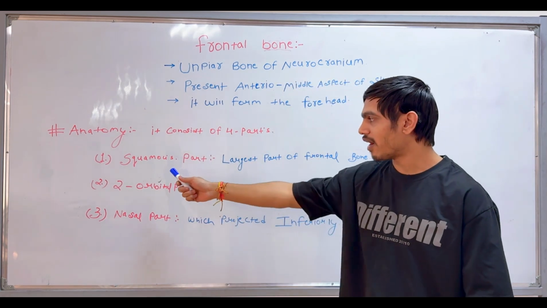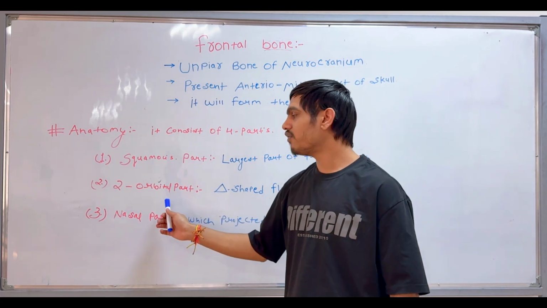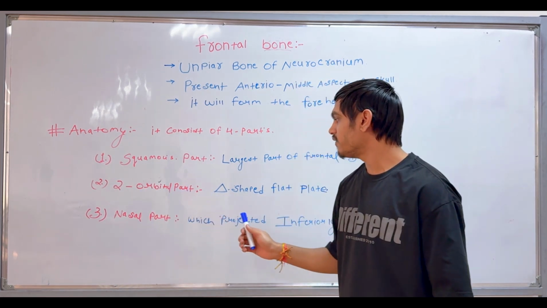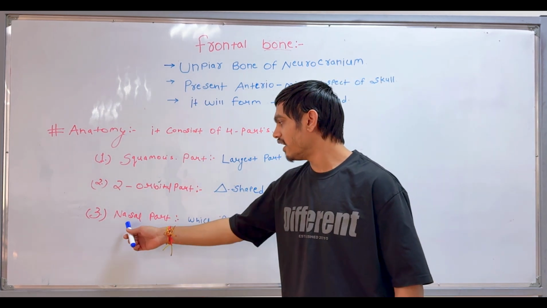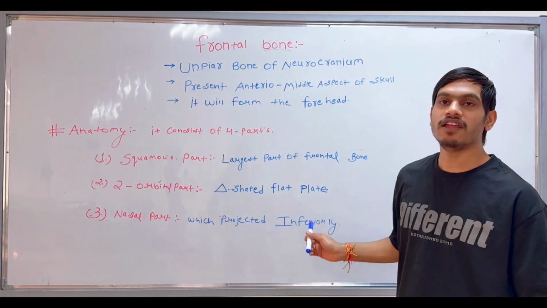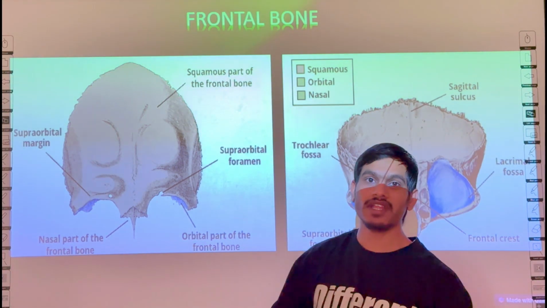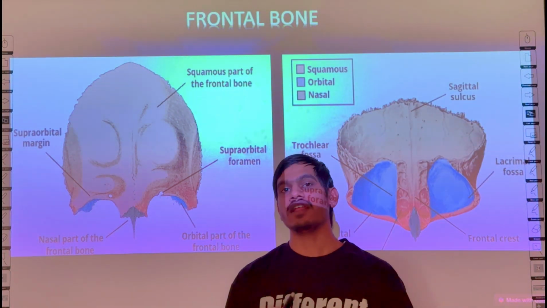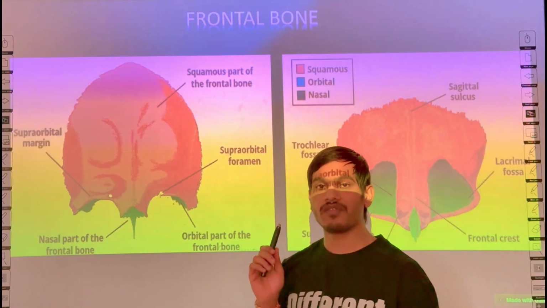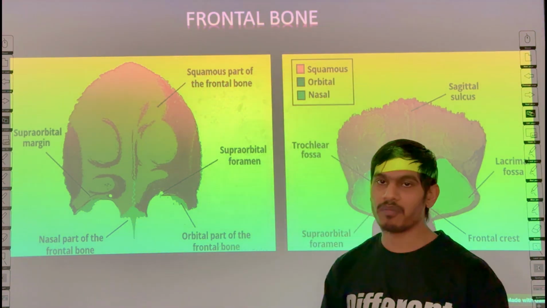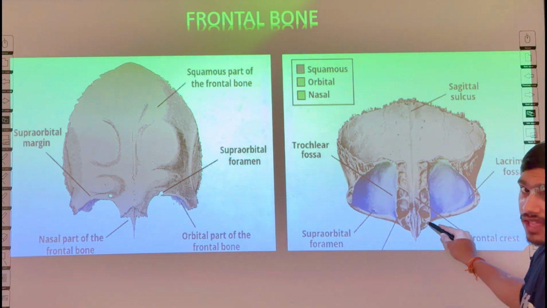First part is the squamous part, which is the largest part of the frontal bone. Then it consists of two orbital parts, which are triangular flat plates, and the last one is a nasal part, which projects inferiorly. Right. Now we will see the diagram of the frontal bone, in which we can identify the various landmarks of the frontal bone. As I previously mentioned, the frontal bone is divided into four parts: squamous part, two orbital parts, and one nasal part.